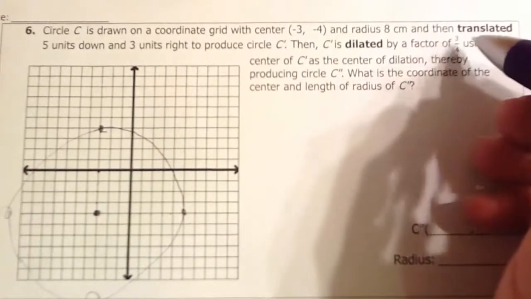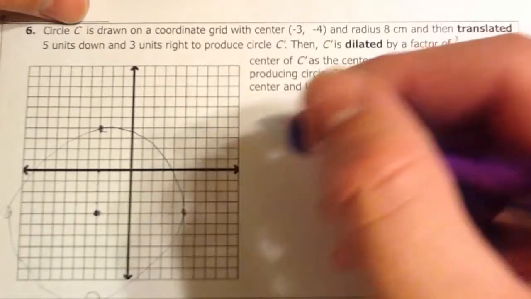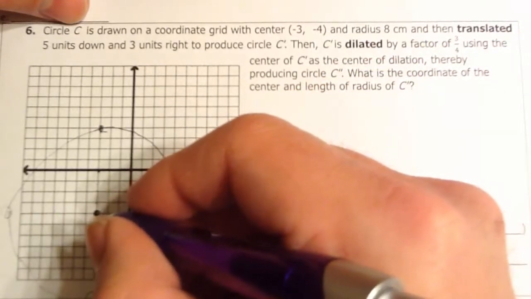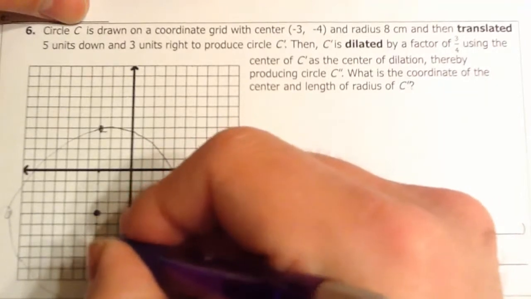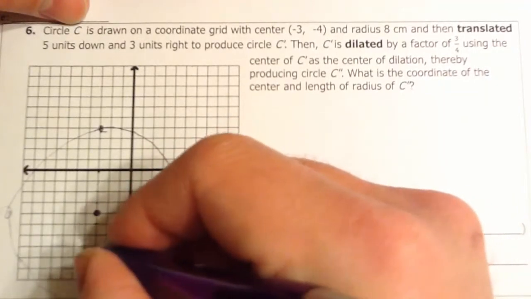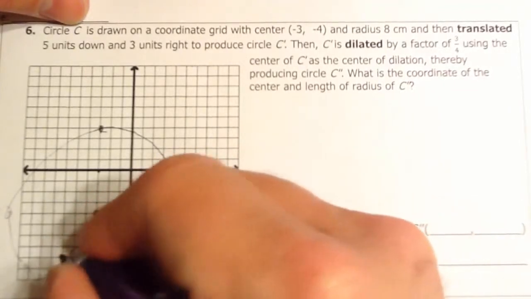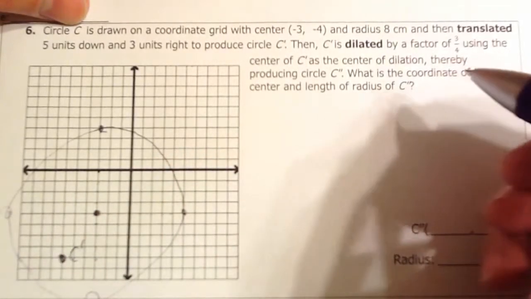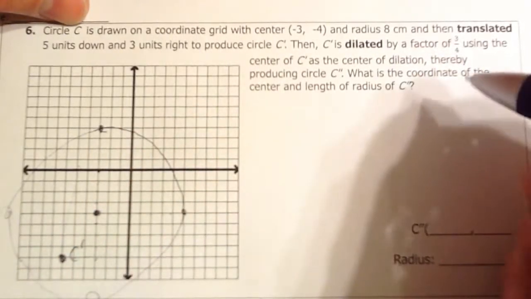Alright, so let's translate 5 units down and 3 units right to produce circle C prime. So down 5 units, 1, 2, 3, 4, 5, and 3 units right, 1, 2, 3. So here is C prime. Again, don't forget we also still have the 8 radius going all the way around.